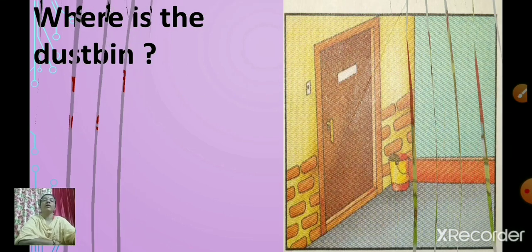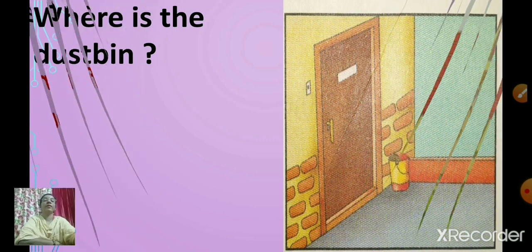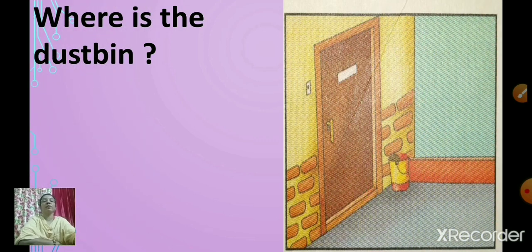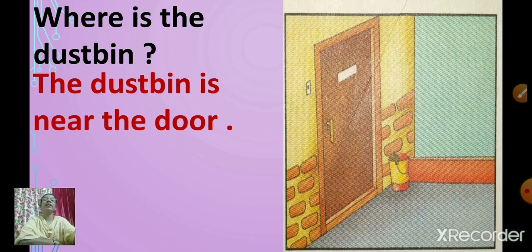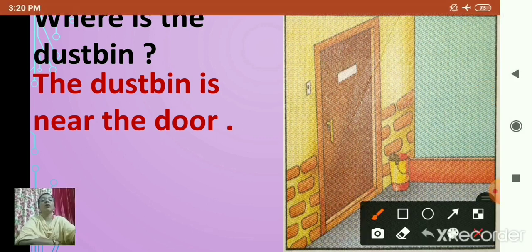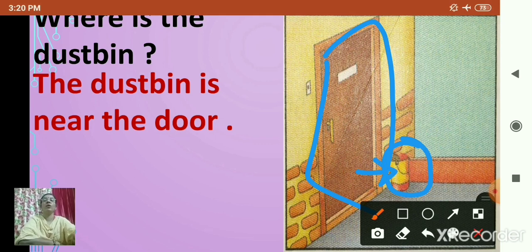Now, where is the dustbin? Now see here, you can see the dustbin. Can you tell me where it is? Yes, the dustbin is near the door. You can see the door. This is the door. And where is the dustbin? It is near the door.